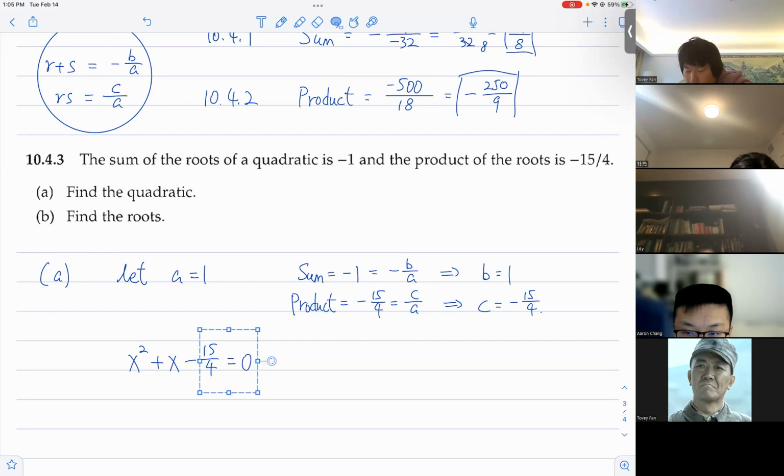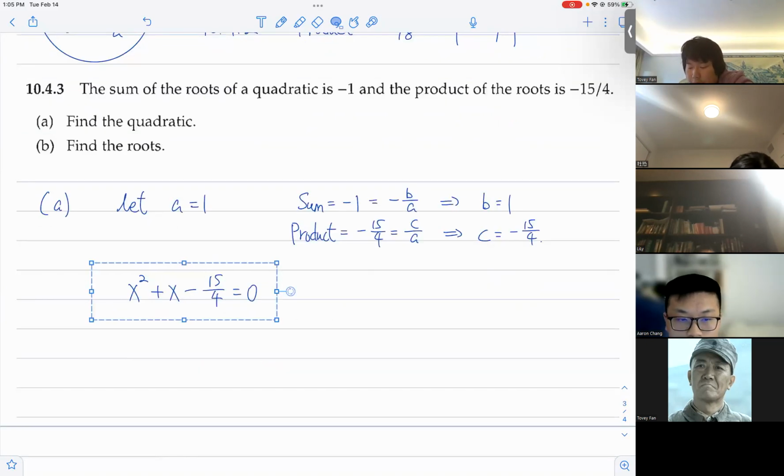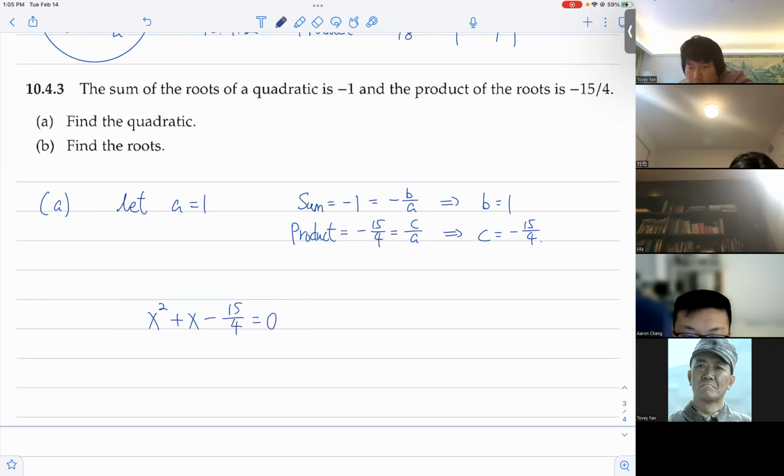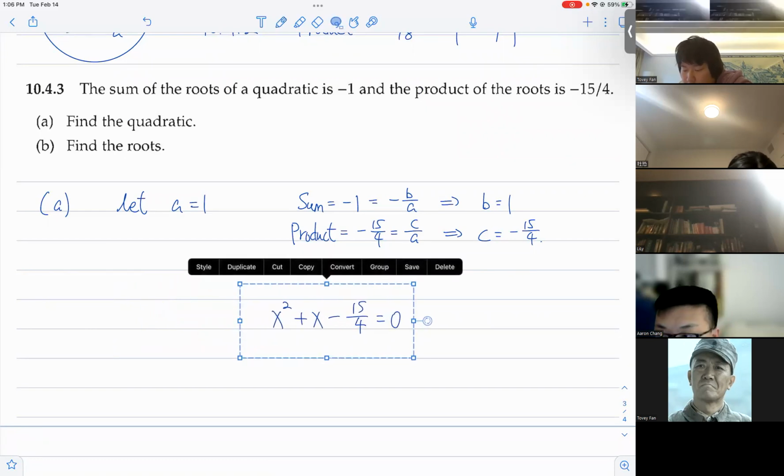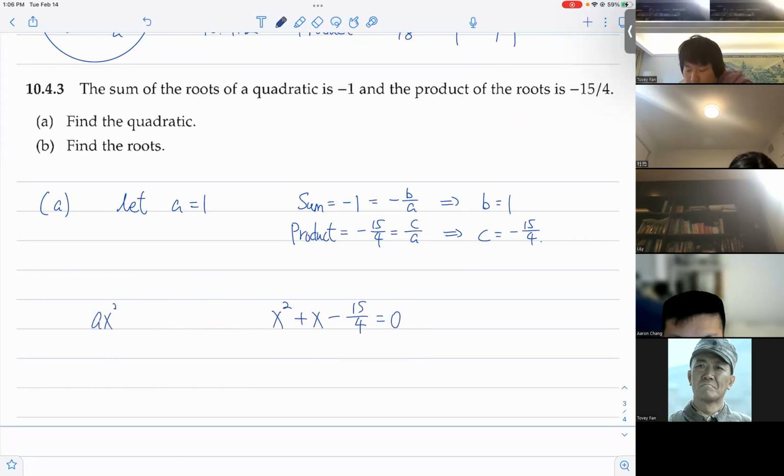Not that hard, right? Okay, makes sense? So Riccardi, does that make sense? We first let A equal 1 based on Vieta. Just write down your Vieta and then find out the values of B and C, and then just plug in, because A, B, C here just mean ax squared plus bx plus c. So if you know what your A, B and C are, then this is your quadratic.